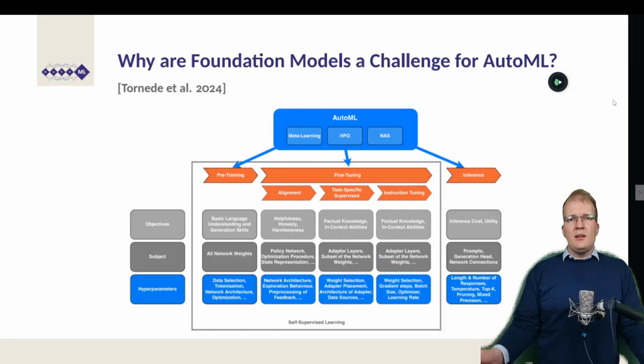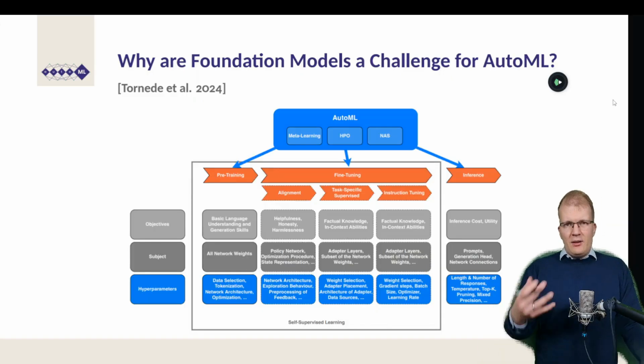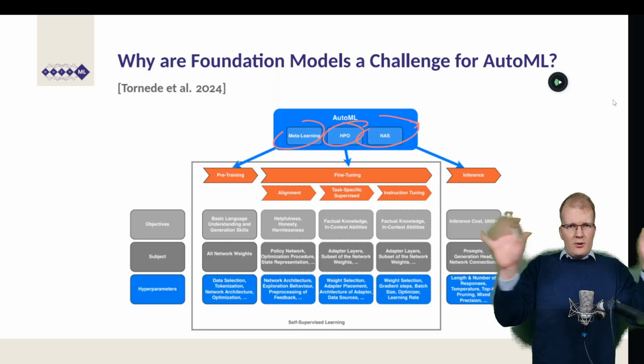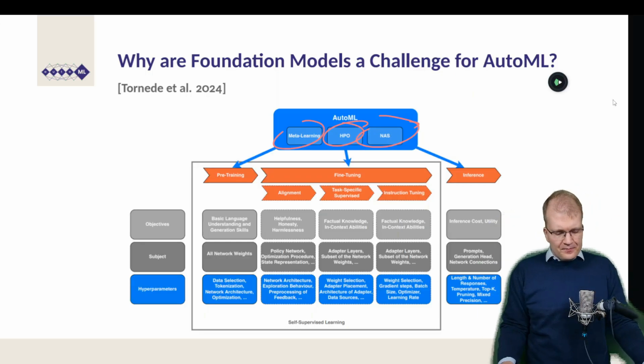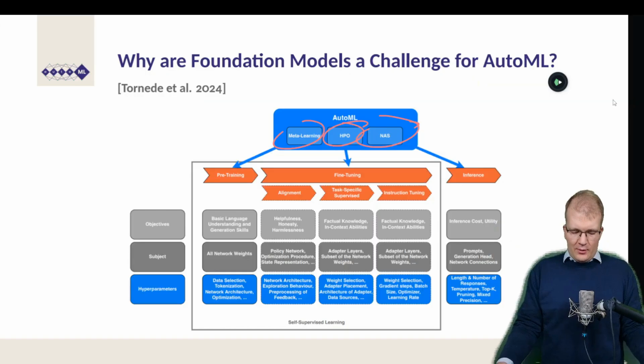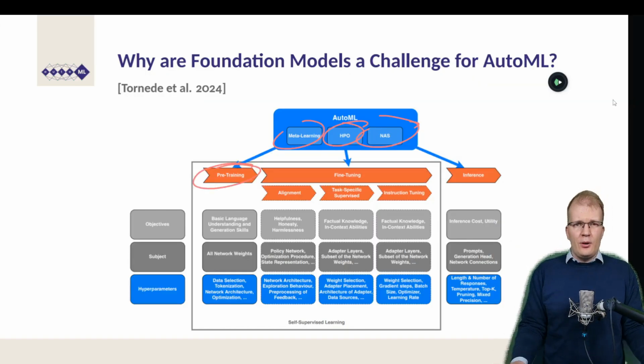What does that mean now for AutoML? Why are foundation models a challenge actually for automated machine learning? Here we can see it a bit like, now we have these kinds of things in mind, like meta learning, HPO and NAS for automated machine learning, and of course pipelines and all of that. Now if you're thinking in terms of foundation models, there's often a pre-training phase involved. That's the crazy expensive phase at the very beginning.